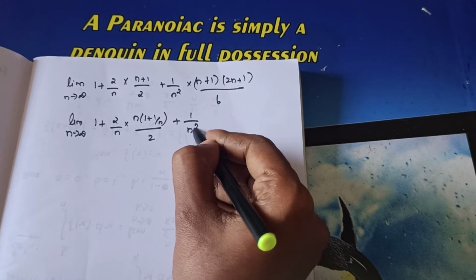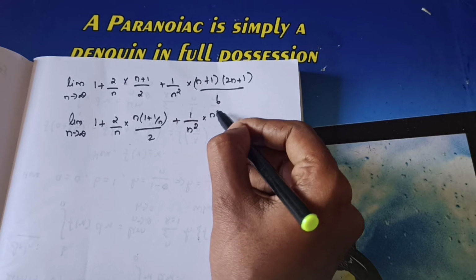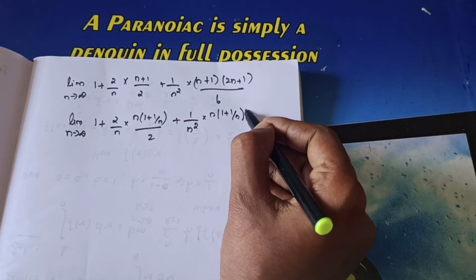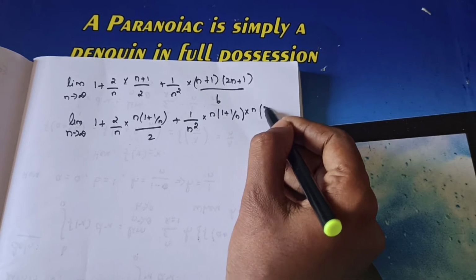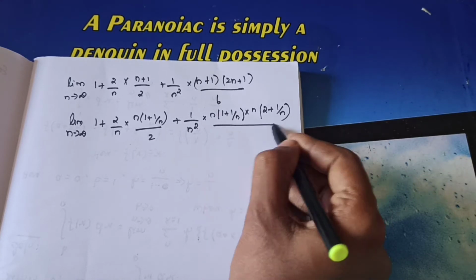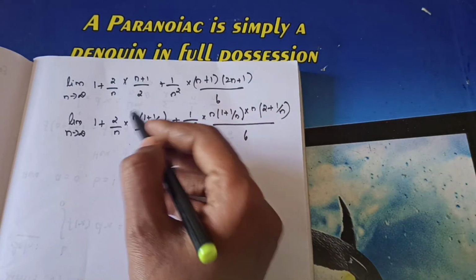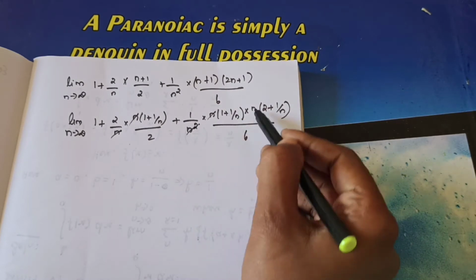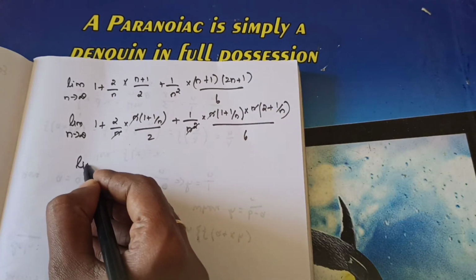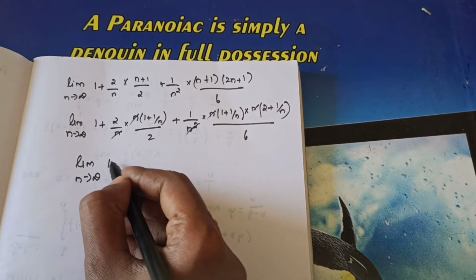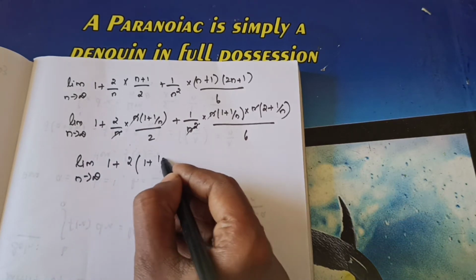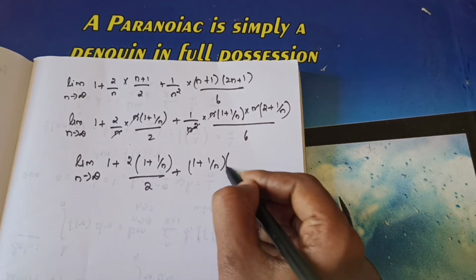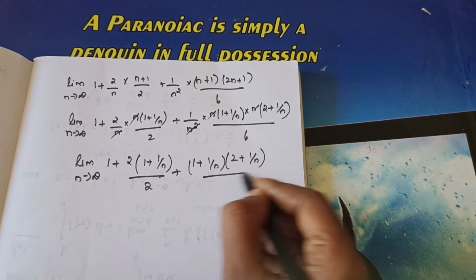So 1 by n square, here you can take n outside. So what will happen? n is outside, means 1 plus 1 by n will be there. Here also you can take n outside. So what will happen? 2 plus 1 by n must be there, divided by 6. If there is any cancellation you can cancel it. So this n and n will go, and this n and n also. So what's the balance? Limit n tends to infinity, 1 plus 2 into 1 plus 1 by n by 2, plus 1 plus 1 by n into 2 plus 1 by n divided by 6.